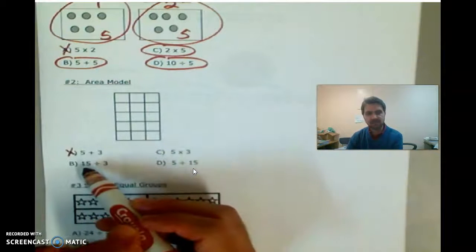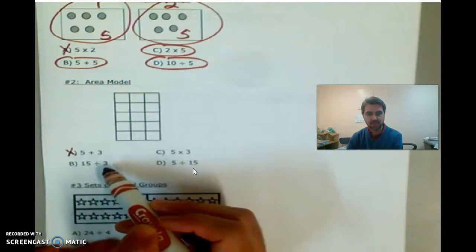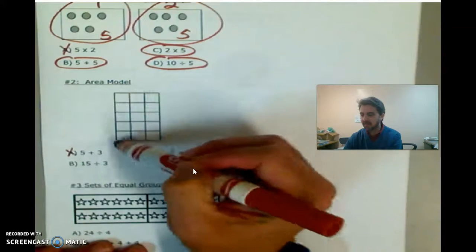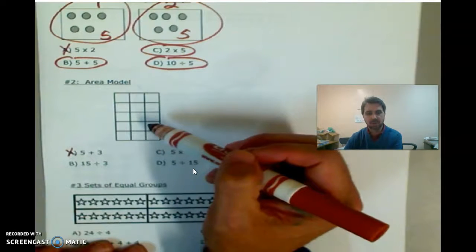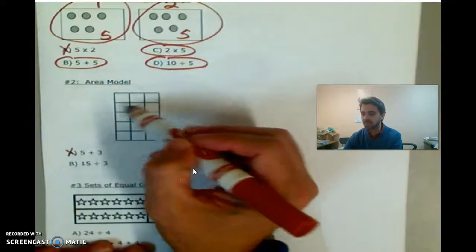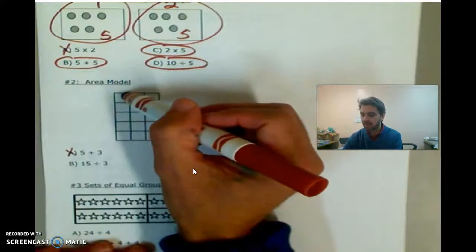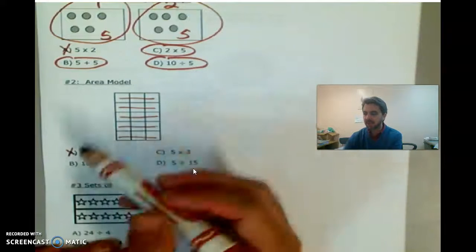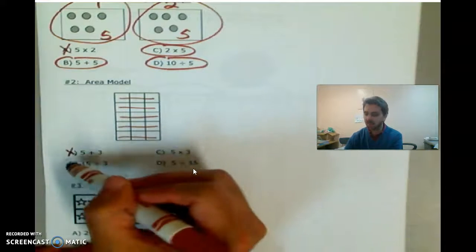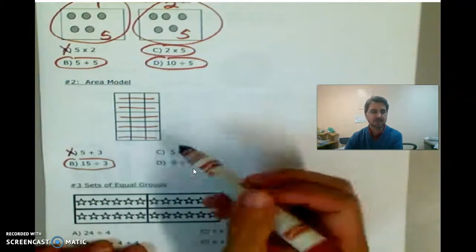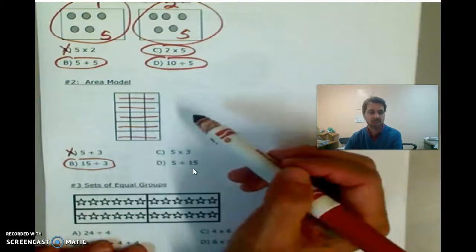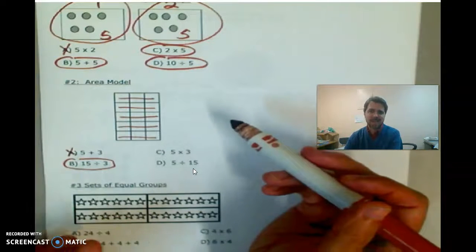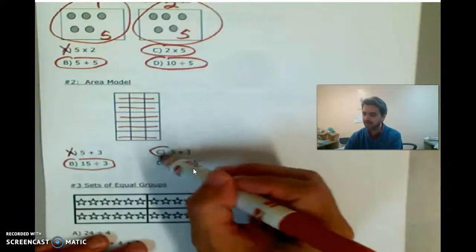Now this one says 15 divided by 3. So we do have 15, and the entire model is broken up, you could argue, into rows of 3, right? There's a row here of 3, 3, 3, 3, and 3. So 15 divided by 3 does work as an expression of representing this model, okay? 5 times 3, 5 rows of 3 right there.